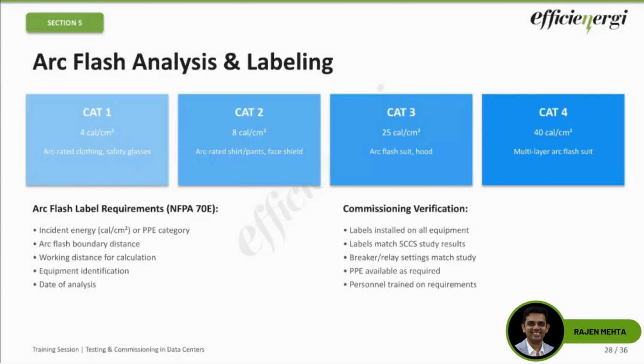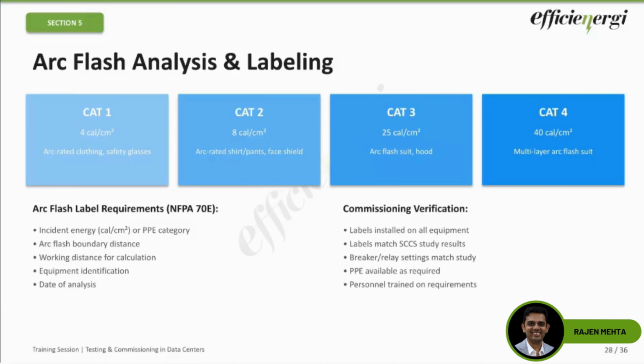Okay, and during the commissioning verification, during L2, L3, typically you need to verify that the labels are installed and that the labels are matching the study. This is a common error: labels have become old or obsolete. Breaker relay settings must match the study assumptions, and if the settings do not match, then the energy may be different. That also is a possibility that you need to remember. And PPE readiness is very important. All the appropriate PPE as per the labels needs to be available at that area of operation. The personnel must be trained, ensuring that this is a safety gate.